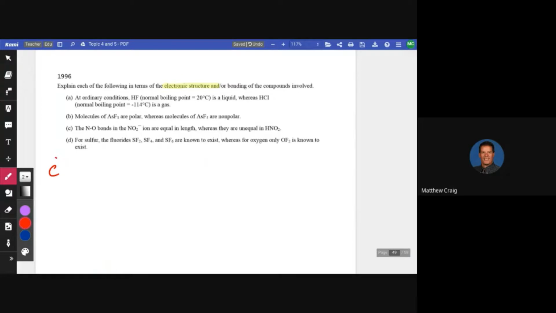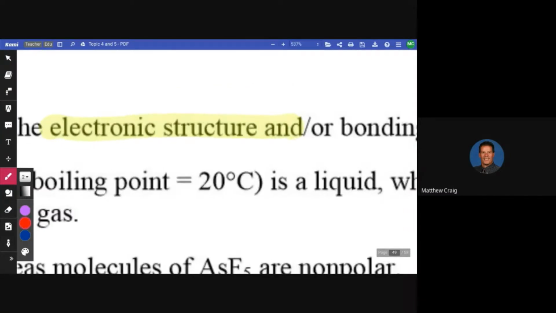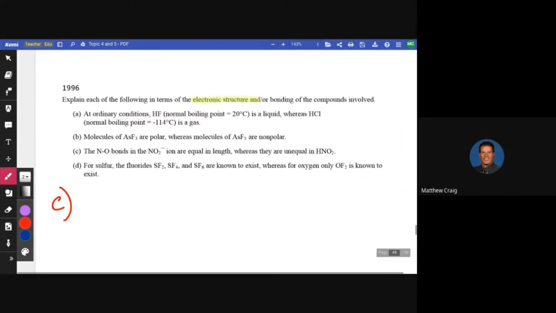Letter C. The NO bonds in the NO2 -1 ion are equal in length, whereas they are unequal in HNO2. You have never seen this before. But we talked about it. So we guess. No, you do not guess. Educated. You would draw it out. Is that a negative charge on the NO2? Yes, that is a negative charge on the NO2.